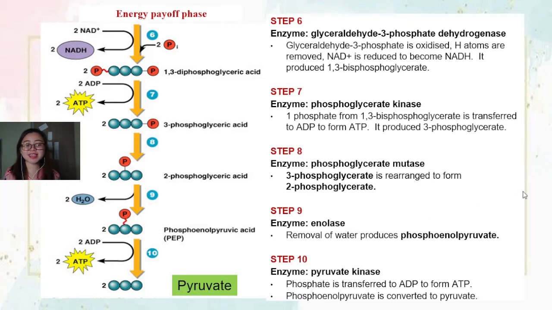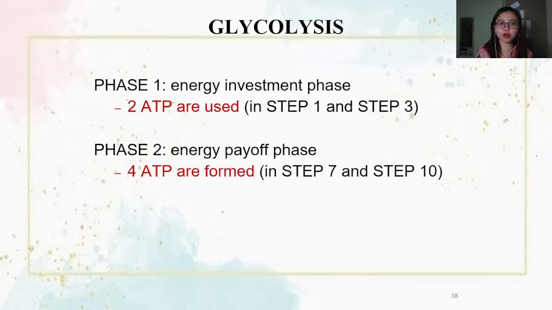And that is steps number 6 to 10 in the energy payoff phase of glycolysis. And so far, we have already completed the 10 steps in glycolysis, and we have looked at the energy investment phase where we use 2 ATP, and the energy payoff phase where we formed 4 ATP.